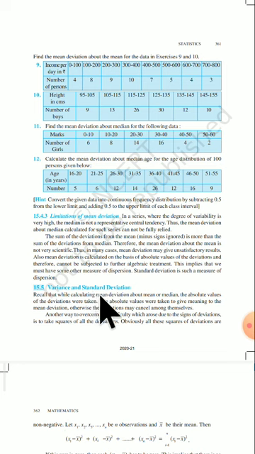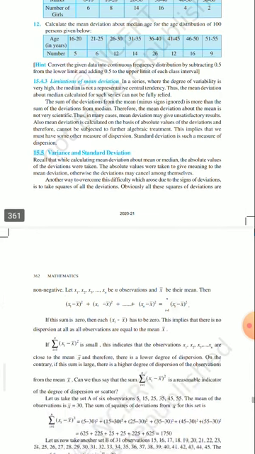Recall that while calculating mean deviation about mean or median, we took the absolute values of the deviations. The absolute values were taken to give a meaning to the mean deviation, otherwise the deviations may cancel among themselves. Another way to overcome this difficulty, which arose due to the sign of deviations, is to take the square of all the deviations. Obviously, all the squares of deviations are non-negative.